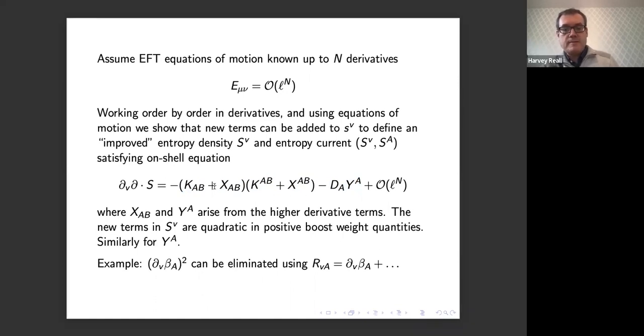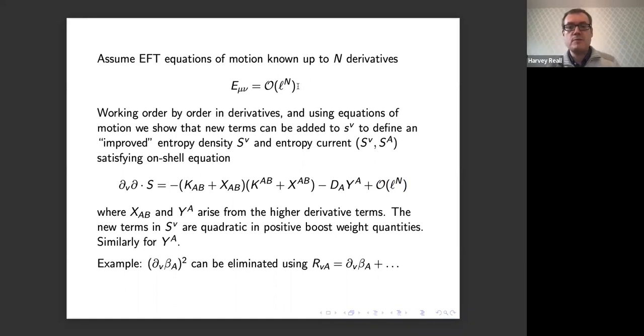This is what we have on the right-hand side. On the left-hand side, the new stuff we have to add to the entropy density is quadratic in positive boost weight quantities. And importantly, this Y is also quadratic in positive boost weight quantities. And the final thing is that we're working within this framework of effective field theory. So there are also possible terms of order L to the N on the right-hand side of this equation.